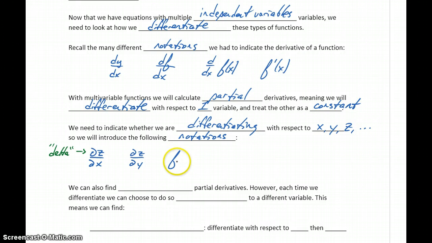So what we'll do is write it as f subscript x, x comma y. So this means take the derivative of f with respect to x. We could also take the derivative with respect to y, or we could shorten up either of these two notations and just write f sub x or f sub y. Again, each one meaning take the derivative of f with respect to x, take the derivative of f with respect to y.